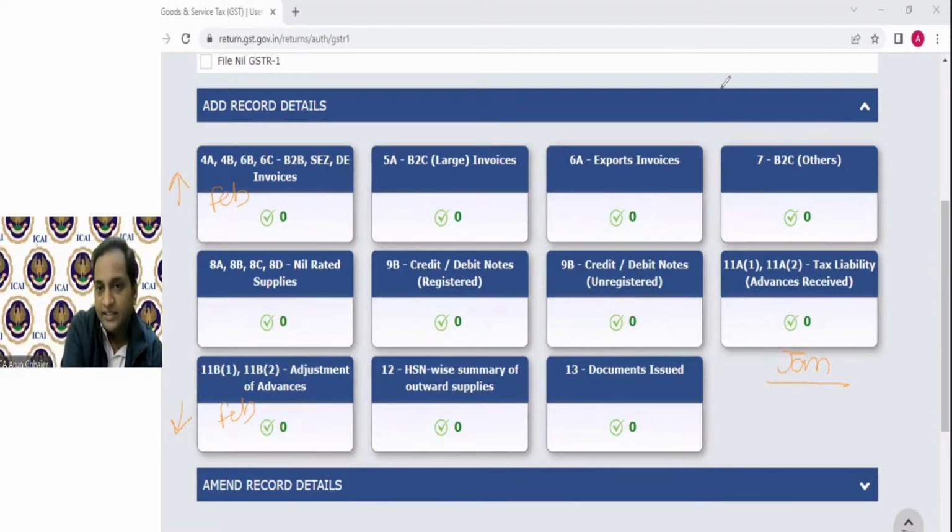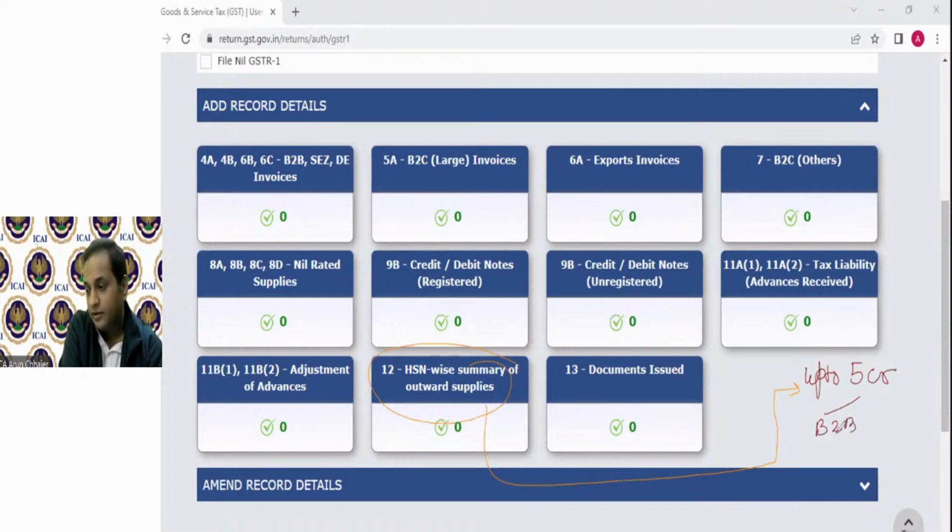Okay sir, let's move ahead. Now we are moving to table 12. It is the HSN summary. What is the requirement? If your aggregate turnover is up to 5 crore, then for B2B it is 4 digit. For B2C, it is optional. If my aggregate turnover exceeds 5 crore, whether it is B2B or B2C, I have to report 6 digit.